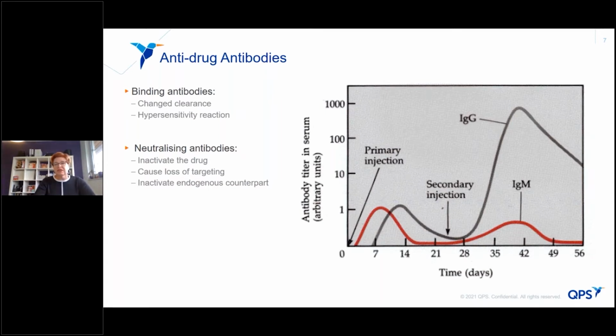In addition to the binding antibodies, there can also be neutralizing antibodies. And in this case, the antibodies bind to the active site of the drug, thereby inactivating it, causing a loss of action. And in some worst cases, it can even inactivate the endogenous counterpart, making the disease worse rather than better.